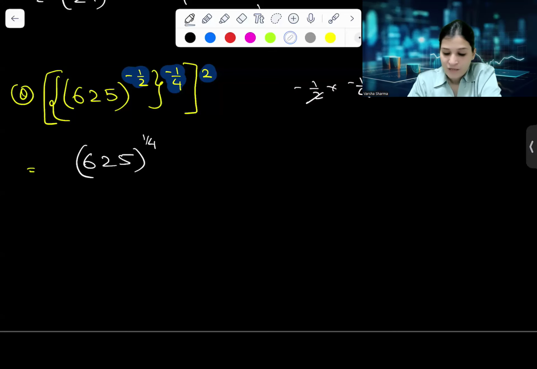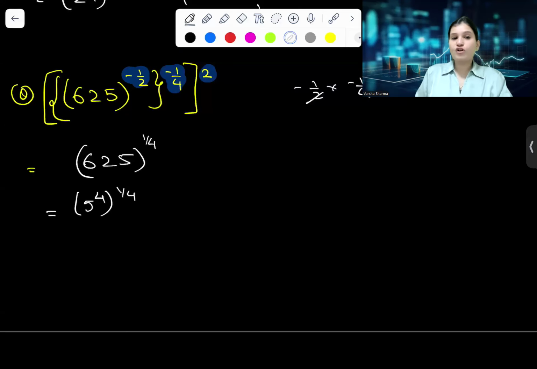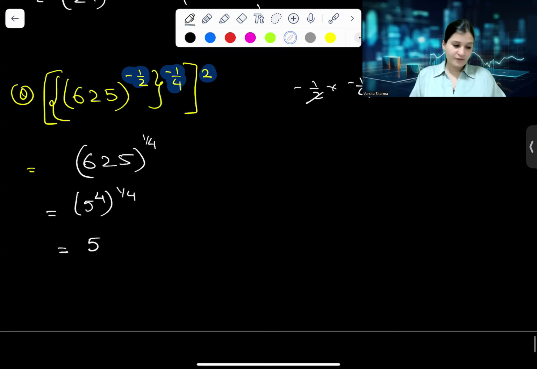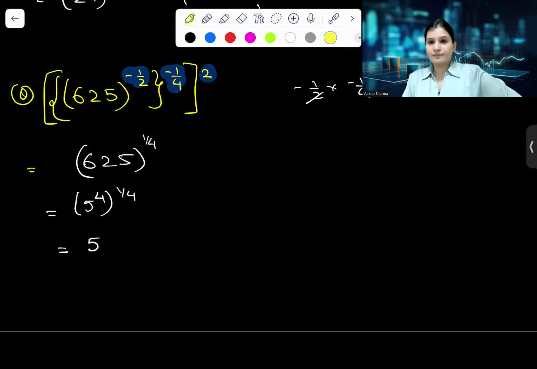Yes, ma'am. Now 625 can be written as 5 power 4. Now 4 and 1 by 4 when multiplied gets cancelled out. So the answer would be 5. Clear? Yes, ma'am. Any doubt? No, ma'am.